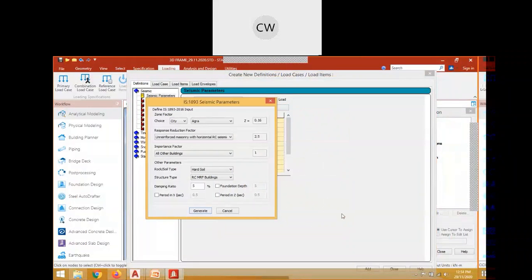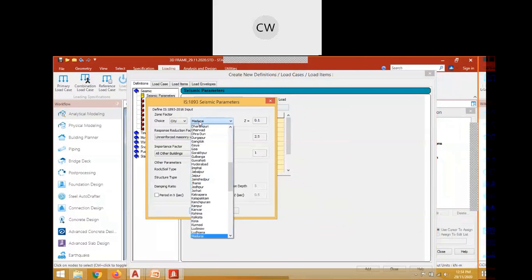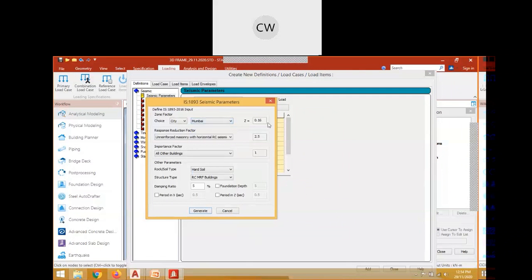Okay, once you say generate, you will get into the seismic load definition. The city I will keep as Mumbai, because I want to generate the load for Mumbai city. So say Mumbai here. The zone factor is automatically selected. For Mumbai, it is 0.16.